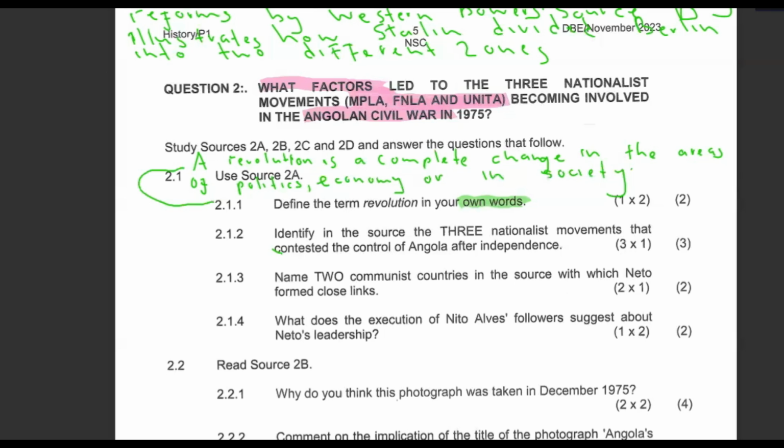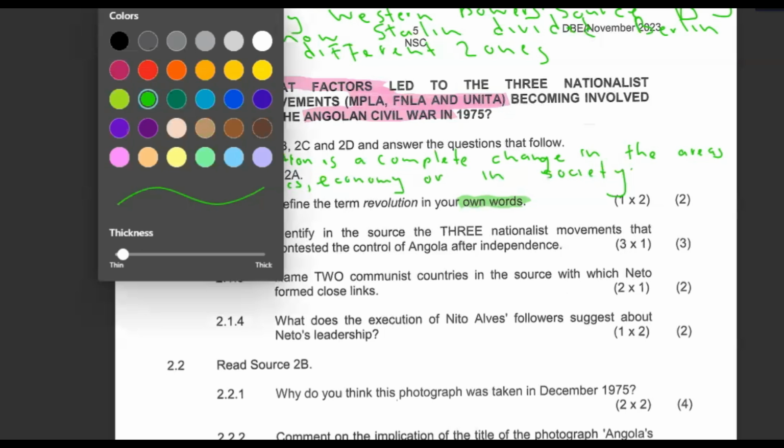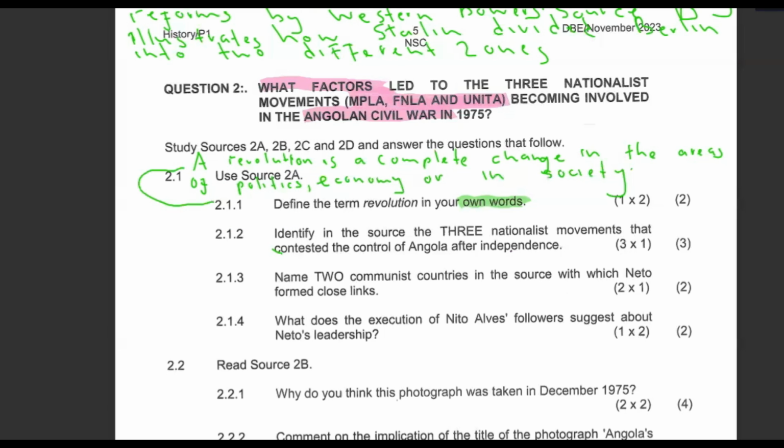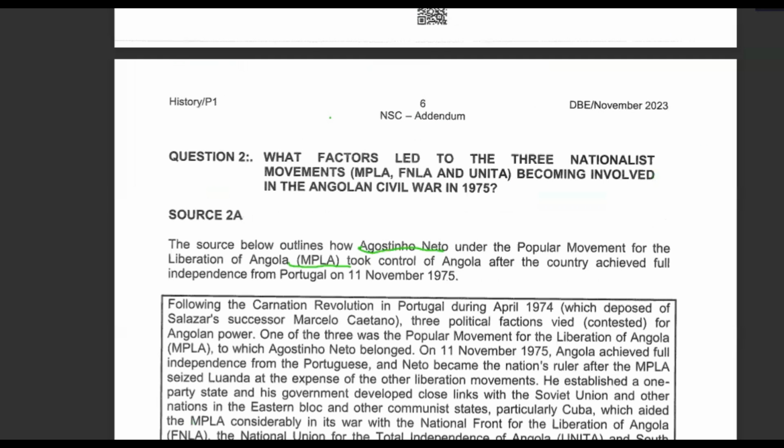It is when a country moves from one place to another, or when there's a complete change in politics, economy, or even in the way people live, which we refer to as society. Then immediately after that, let's go on to the next question, which I would write below. Identify the three nationalist movements. The three nationalist movements are stated explicitly in the source. If you go back to the source, there are three nationalist movements mentioned there.